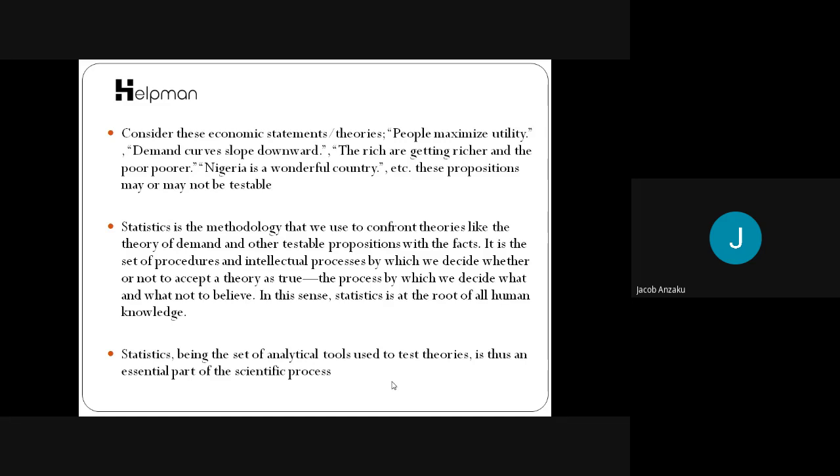In this sense, statistics is at the root of all human knowledge. So statistics, being the set of analytical tools used to test theories, is thus an essential part of the scientific process. So we see the importance of statistics. If we want to test all these economic theories, we can only use statistics, the methodology of statistics, to be able to test these theories and to ascertain and draw out conclusions and inferences.